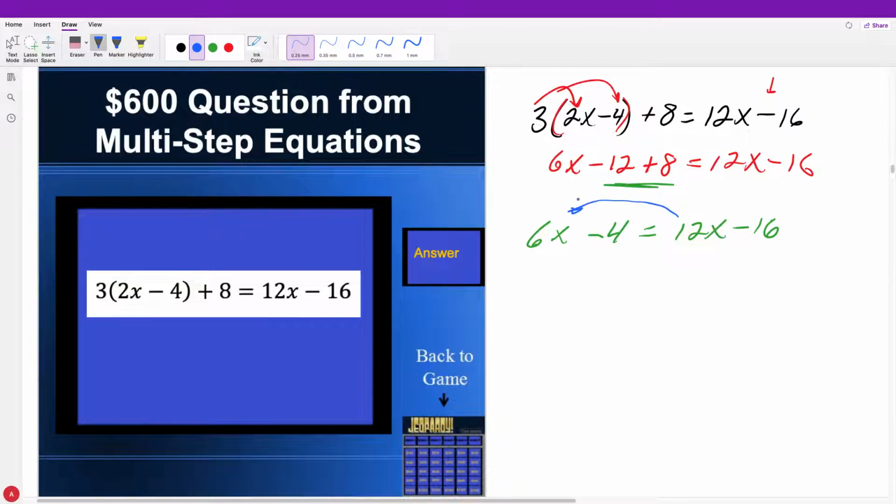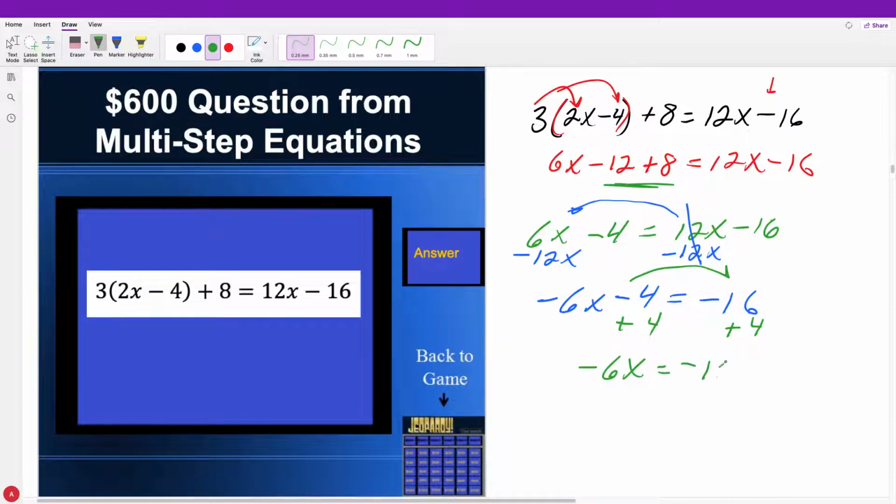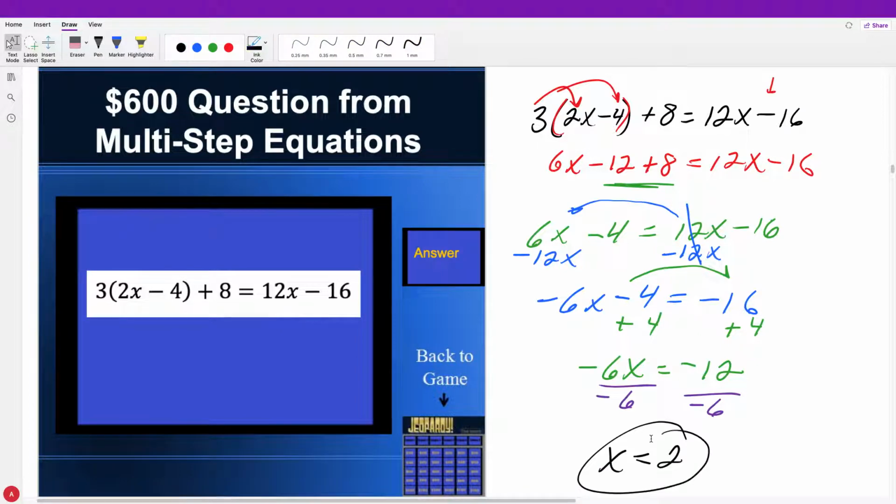I'm going to move my variables to the left because that's just the way I like to solve them. So I'll subtract 12x from both sides, and this cancels out. So minus 6x minus 4 is equal to negative 16. Since I moved my variables to the left-hand side, I need to move my constant to the right. Since it's minus 4, I will add 4 to both sides. Now I get negative 6x is equal to negative 12. My last step is to divide each side by negative 6 to isolate the variable x, and I get x is equal to a positive 2. To check our work, we can plug it back into the equation. All right, let's move on to the next one.